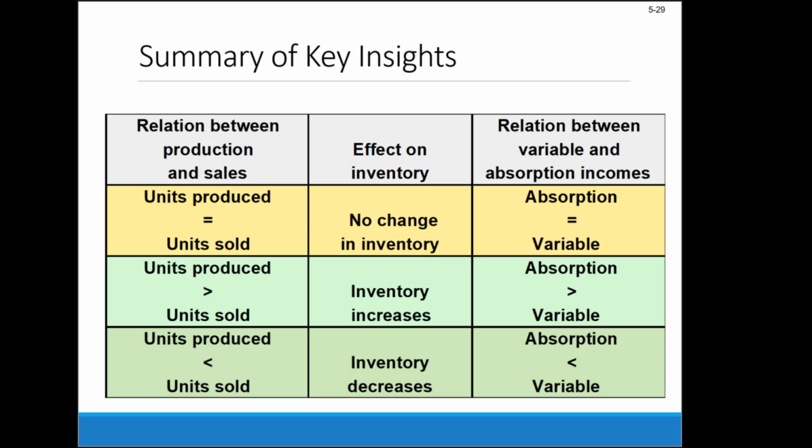And finally, if the units produced are less than the units sold, that means we're decreasing inventory levels, and net income under absorption costing will be lower than it is under variable costing because we'll be releasing from inventory those fixed overhead costs that were previously deferred. When we release those costs from inventory, it pushes cost of goods sold up, net income down, and that leaves us with net income, again, lower under absorption costing than under variable costing.